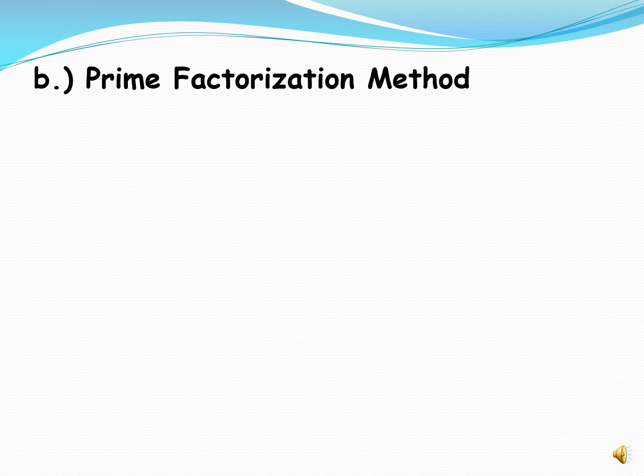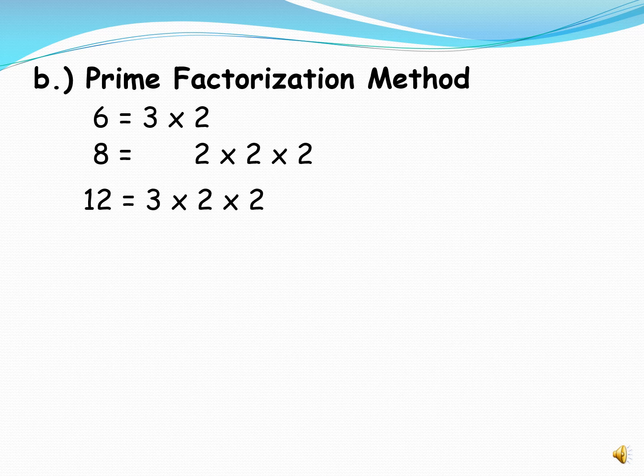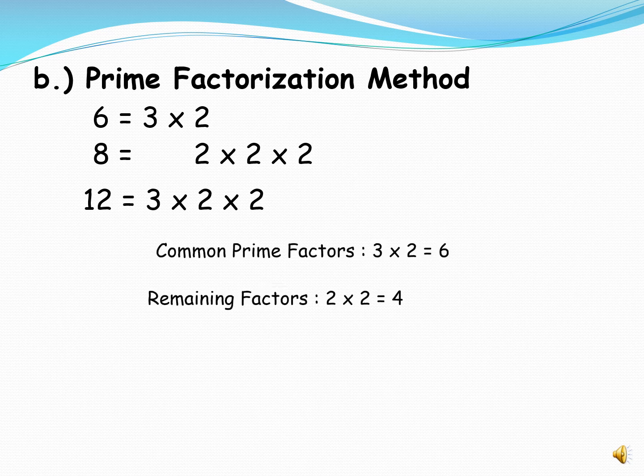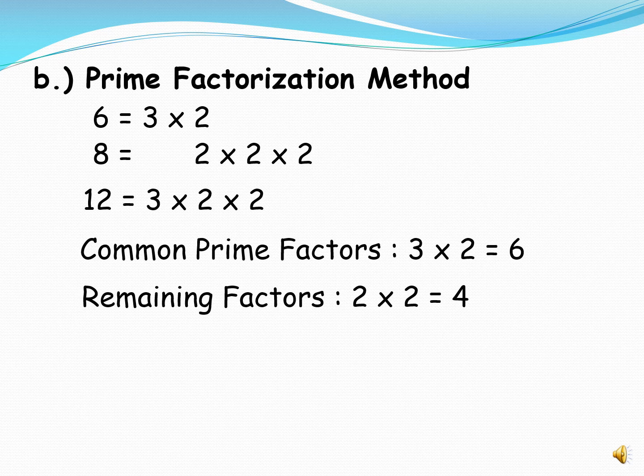Using prime factorization method, prime factorization of 6 is equal to 3 times 2. Prime factorization of 8, we have 2 times 2 times 2. Prime factorization of 12, we have 3 times 2 times 2. Common prime factors, we have 3 times 2 is equal to 6. And the remaining factors, 2 times 2 is equal to 4. So the least common multiple is equal to 6 times 4 is equal to 24.